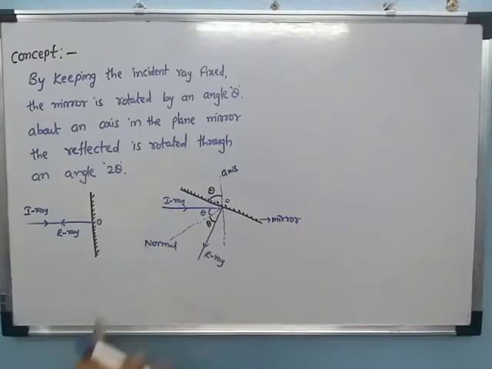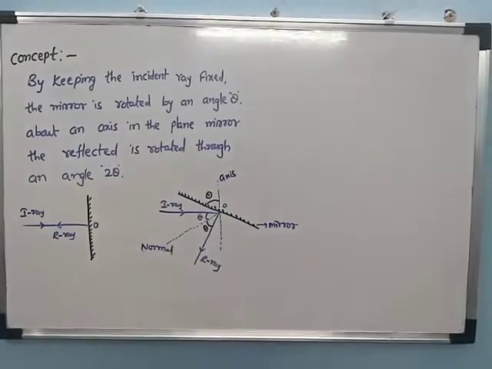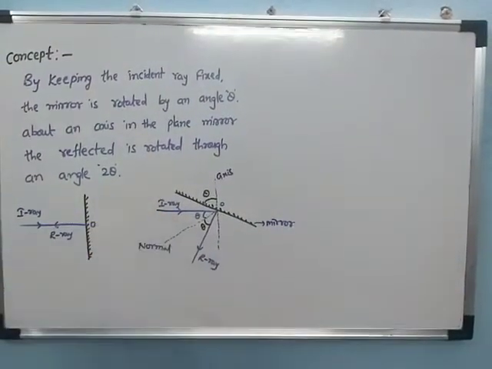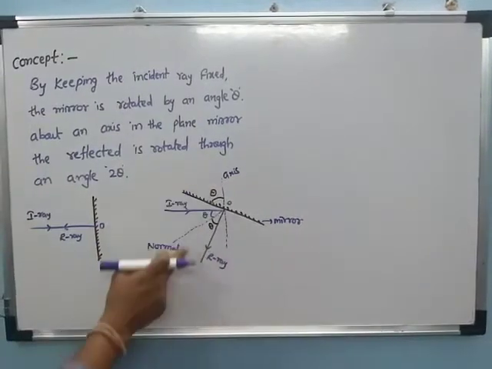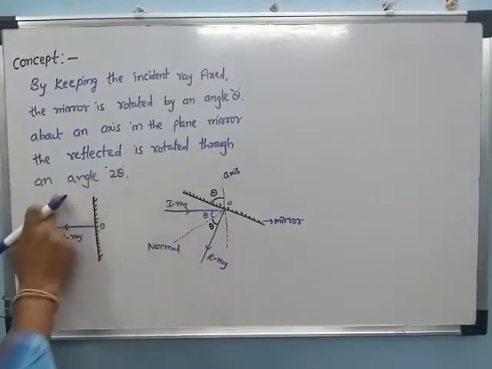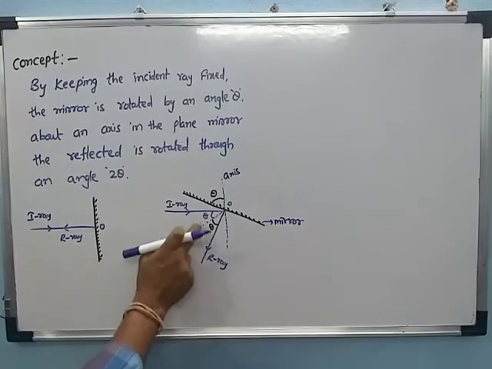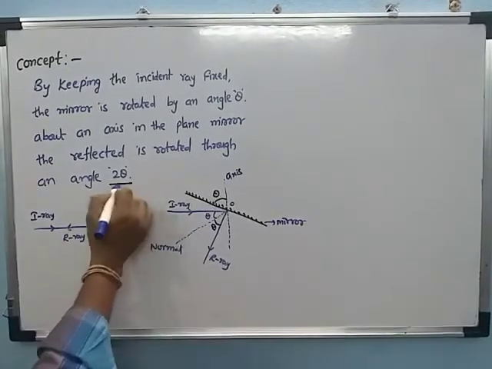When the plane mirror is rotated through an angle theta, the reflected ray is rotated through an angle of 2 theta, because theta plus theta is equal to 2 theta.